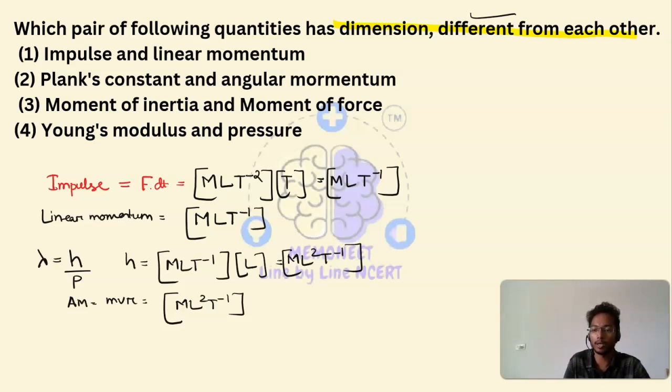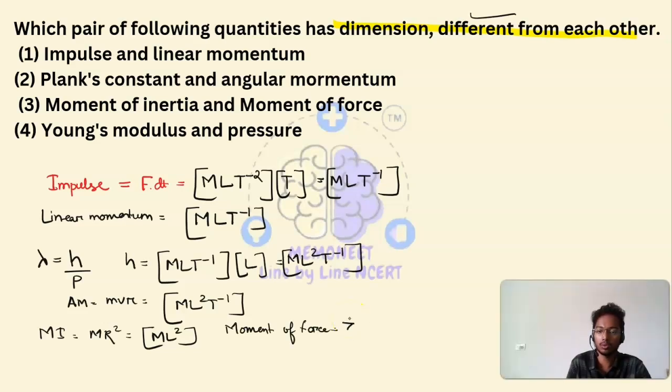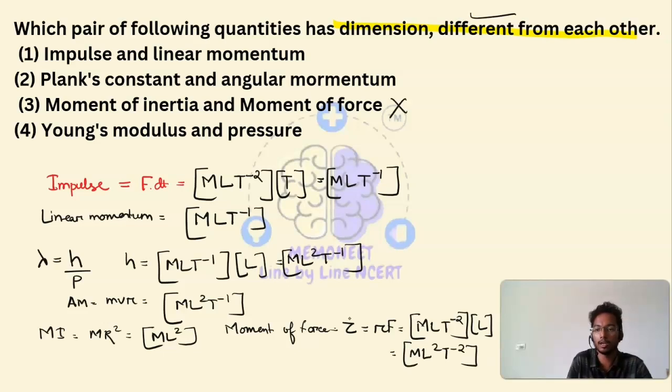Then moment of inertia, we know that it is m r square. So we have mass times length square. This is for the moment of inertia. And moment of force, that will be equal to tau, that is r f. Here for the force we can write m L t to the power minus 2, and for the radius r, we can write L. So this will be equal to m L square t to the power minus 2. So this one is not correct, that is the dimensions are different, so our option 3.